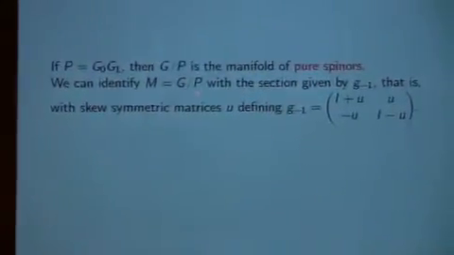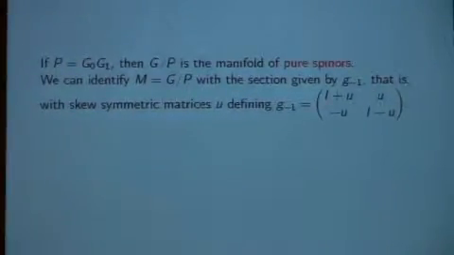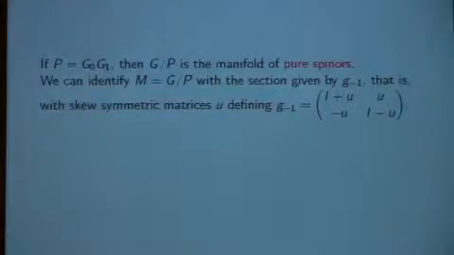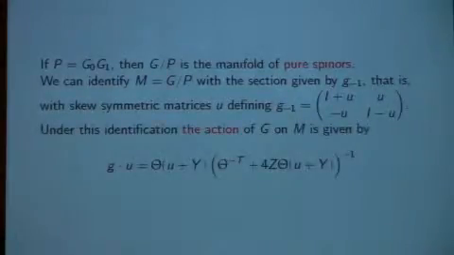And this is what I just said. I can just take a section of this quotient to be represented by these matrices, where U is skew symmetric. OK, so I can also find the action of G on M using just the standard definition. And with this factorization, it looks like this, which is a very nice formula because it really looks like a projective type of action.